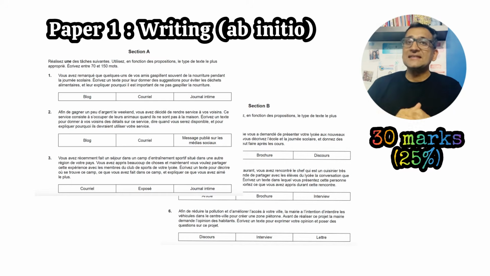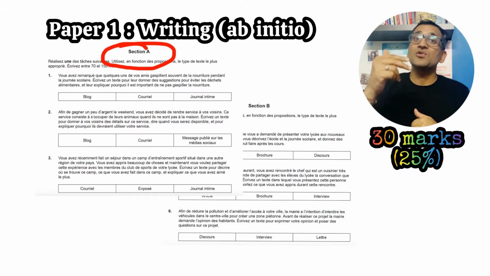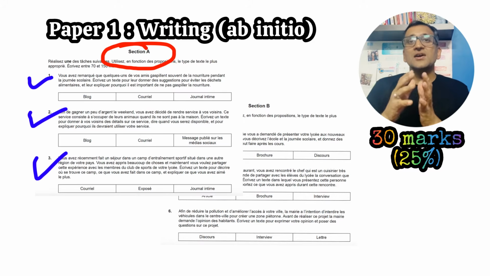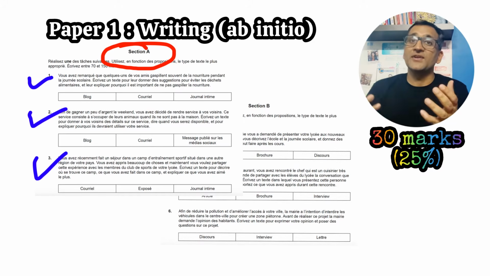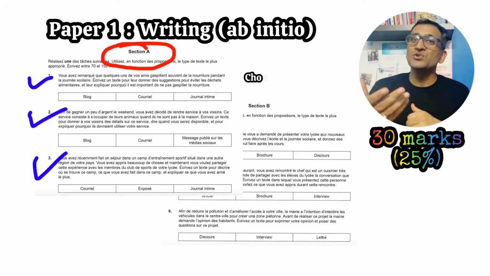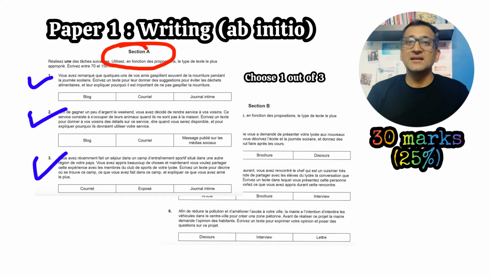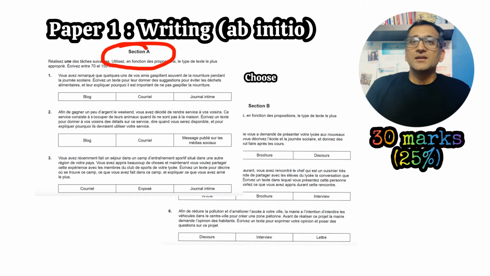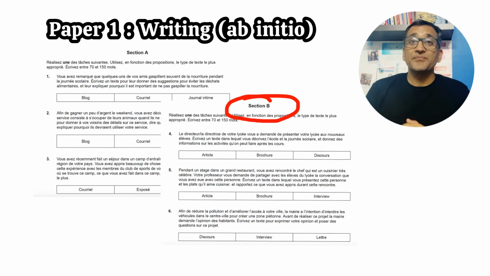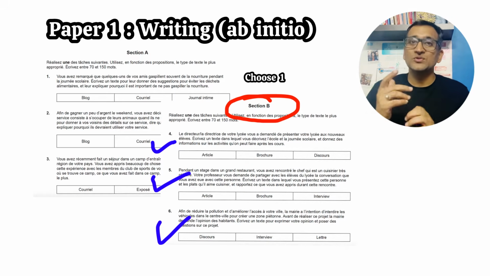If you look at section A, you have 3 options from 3 different themes, and you need to choose one and write on that particular theme. Then comes section B. Again you have 3 topics from 3 different themes, and you have to choose one.